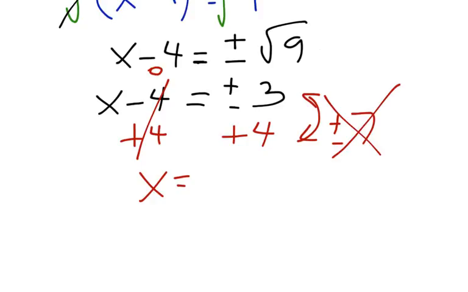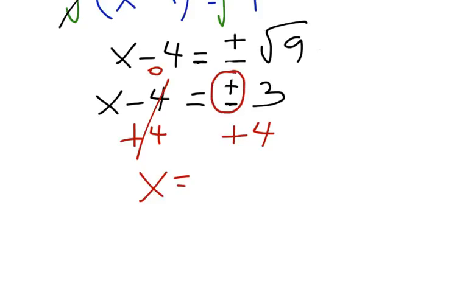How come? Because your 3 has two signs, positive and negative. The 4 has only one, so you can't combine those two that easily. What you're going to do is, whenever you have a plus or minus, push it to the end. Plus or minus 3, and this 4, you put in the front. Now, it's time to break it into two different answers.